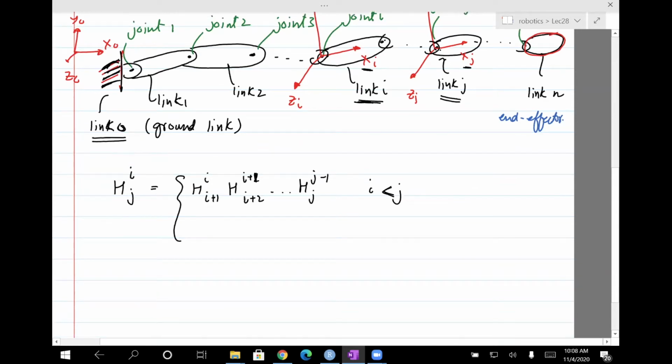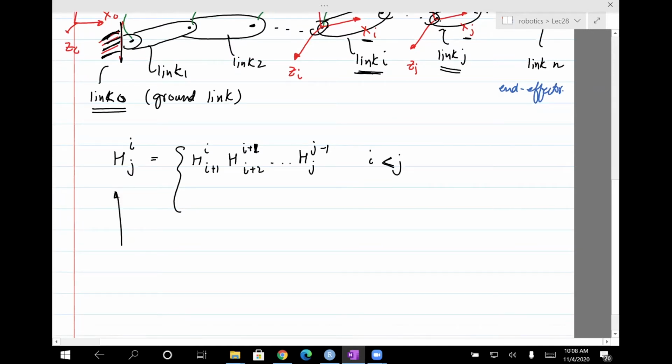Okay, and what is H? H is the homogeneous transformation, and we've seen how to write the homogeneous transformation for rotation about x, y, z, and translation about x, y, z. So it's essentially that same thing. So this is the homogeneous transformation.